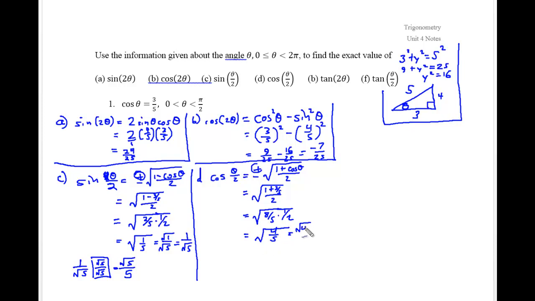I'm going to break up the square root using the quotient property I learned in Math 121. And so the square root of 4 over square root of 5 is 2 over square root of 5. To rationalize the denominator, I will do the same trick as I did before. Multiply top and bottom by the square root of 5 over square root of 5. And this gives me an answer of 2 square root of 5 over 5 as my cosine of theta divided by 2. Alright, so there is the fourth step of my 5-step process.